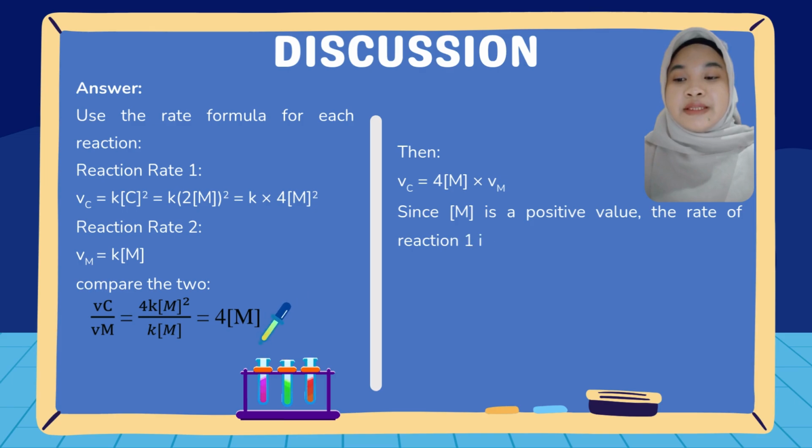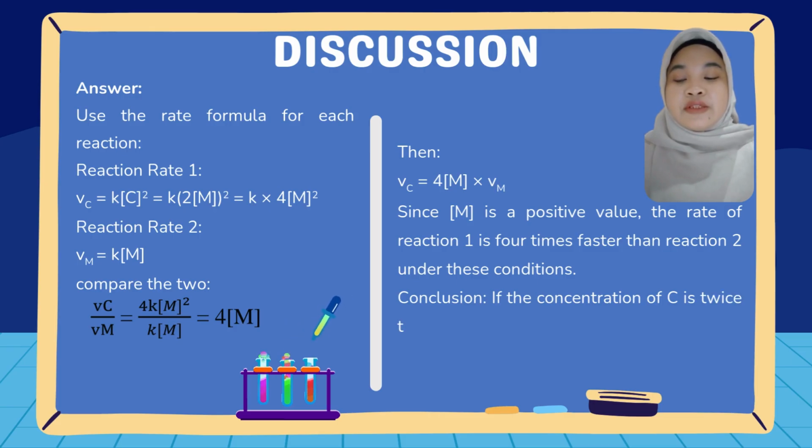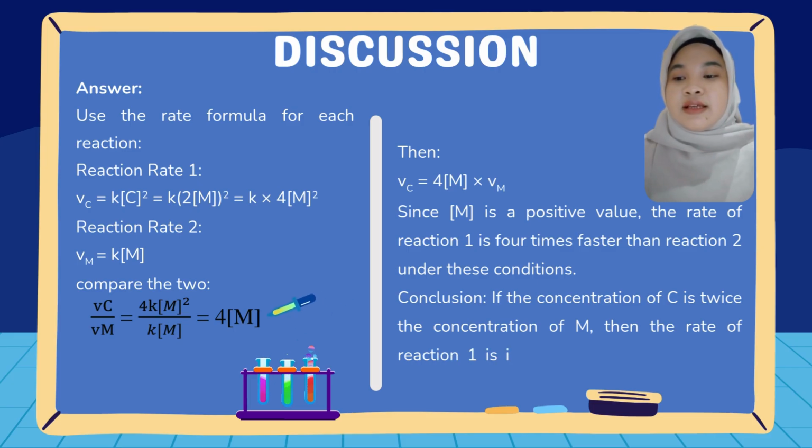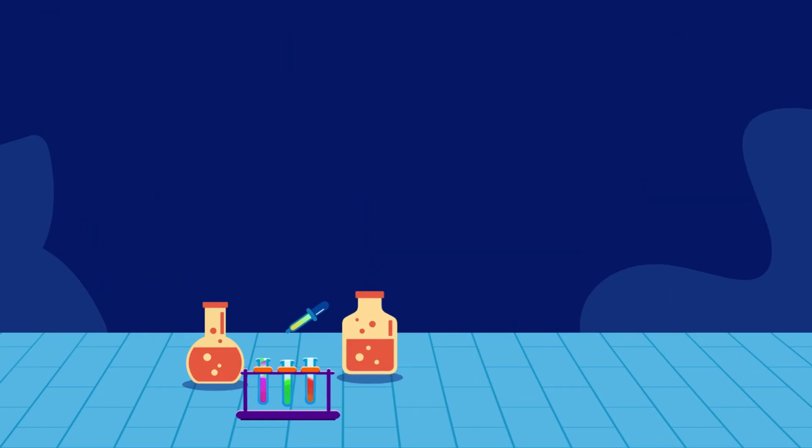Since concentration M is a positive value, the rate of reaction 1 is 4 times concentration M faster than reaction 2 under this condition. Conclusion. If the concentration of C is twice the concentration of M, then the rate of reaction 1 is 4 times concentration M the rate of reaction 2.